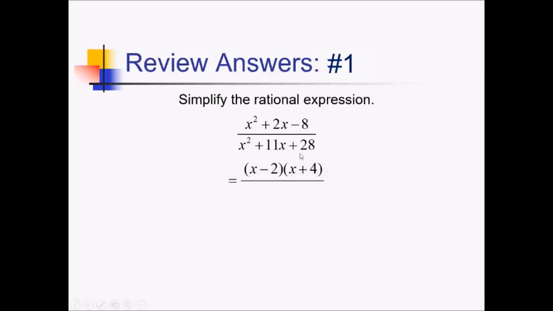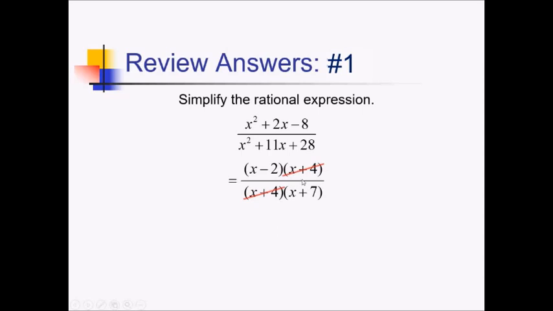In the denominator, I need factors of 28 that add up to 11. So 1 and 28 doesn't work, 2 and 14 is a bust. 4 and 7, that adds up to 11. So x plus 4 and x plus 7. Now that I've got things factored out, it looks like I have common factors of x plus 4 that I can cancel out.